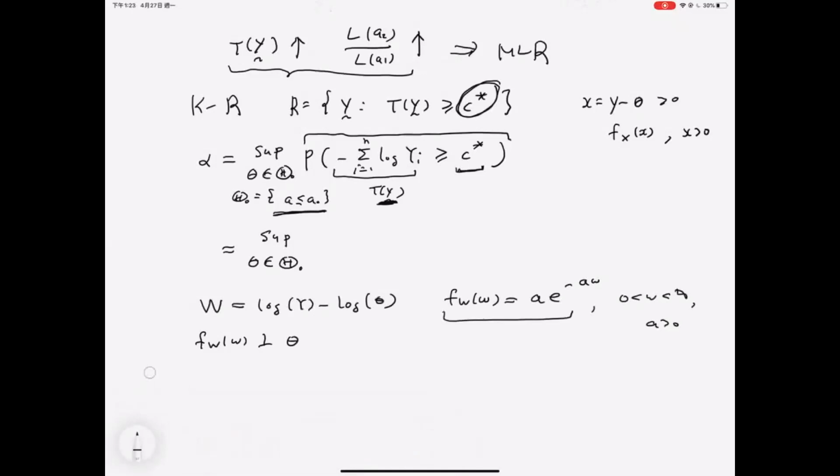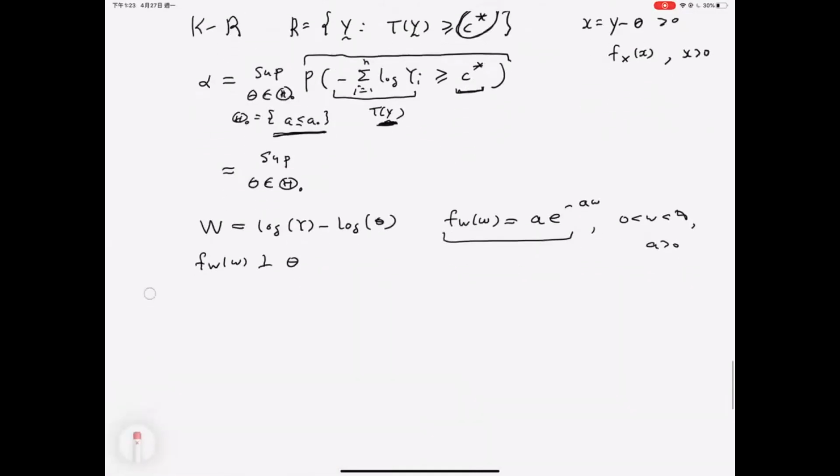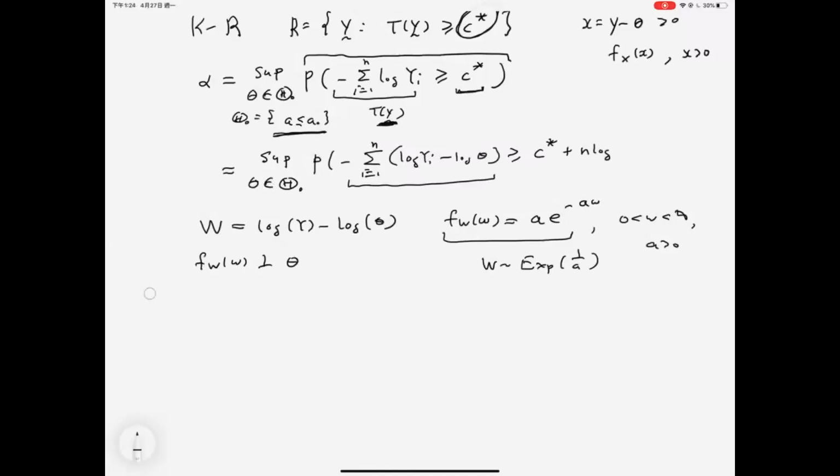Then how do you like it right here in the PDF? You like it a lot. Why? Because I know W follows an exponential distribution with mean 1 over a. So why is that easier for me? Because I can say the probability of minus the summation from i equals 1 to n of log yi, then minus log theta, I can write so. And then if bigger than c star, on the left-hand side I actually add the summation from 1 to n of log theta, basically n log theta. Then I do the same thing on the right-hand side, plus n log theta.